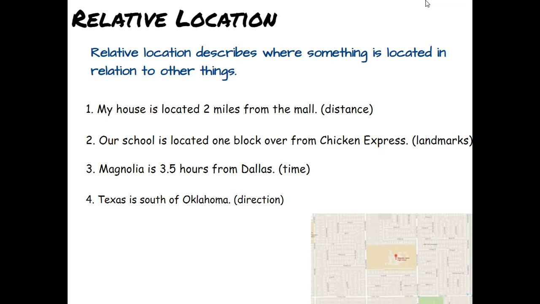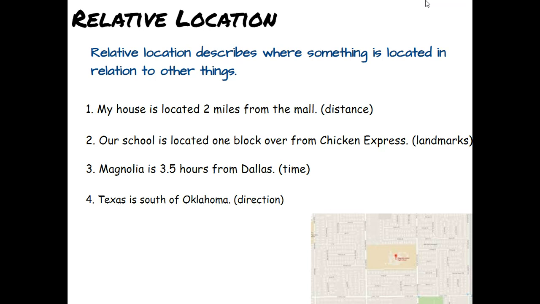There's a few different ways to describe relative location. We have distance, so using mileage. Landmarks, such as if I want to go to Berkshire Brothers from Magnolia Junior High, I'm going to have to pass Magnolia Elementary and maybe even Burger King. And then we have relative location in accordance with time. So it takes 3.5 hours to get to Dallas from Magnolia.